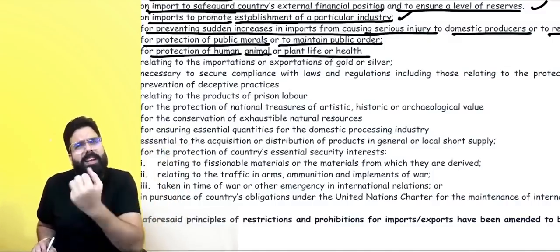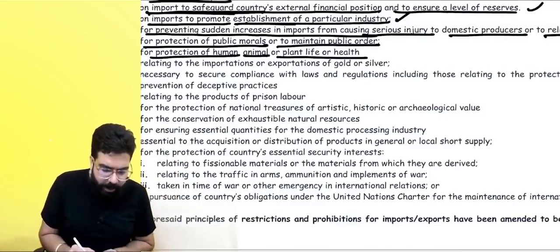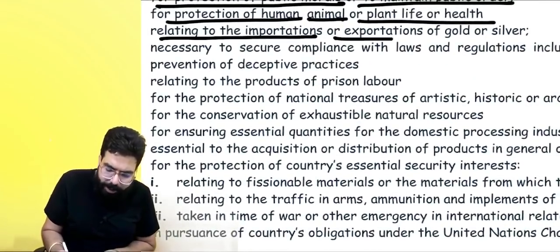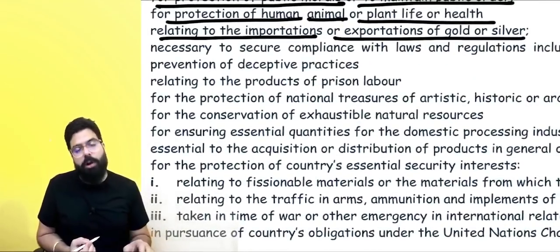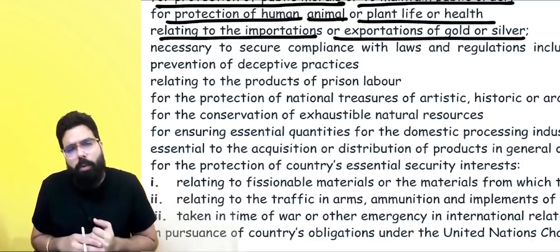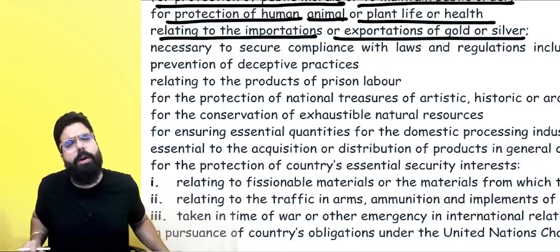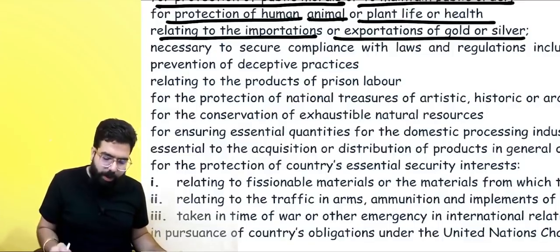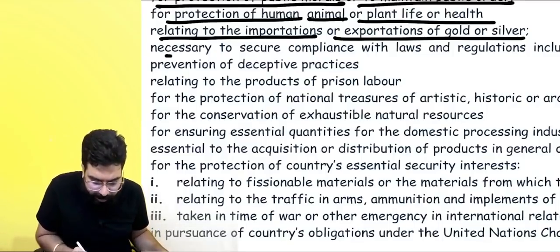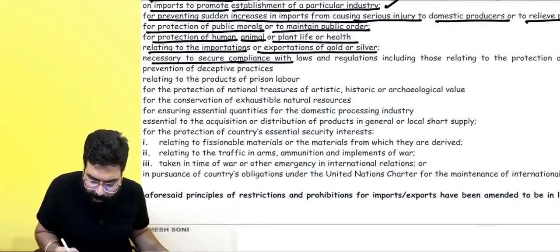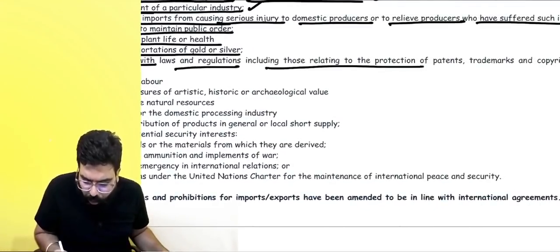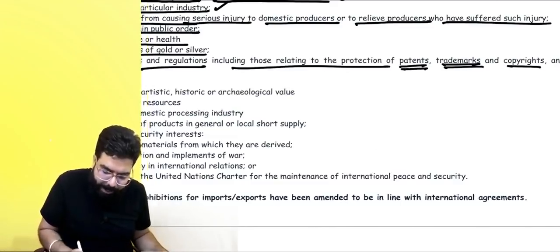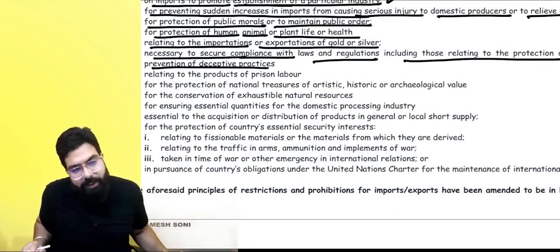India may say that species has to be protected. Then, sir, they can impose restriction and prohibition relating to import and export of gold and silver, because the government doesn't want too much import and export of gold and silver. Then the government can impose restriction. They can impose restriction or prohibition necessary to secure compliance with laws and regulations, including those relating to protection of patents, trademarks, copyright, and the prevention of deceptive practices.